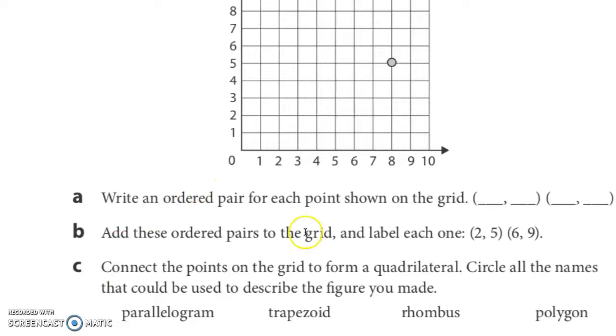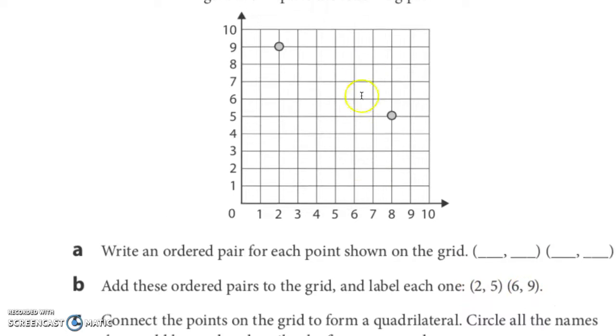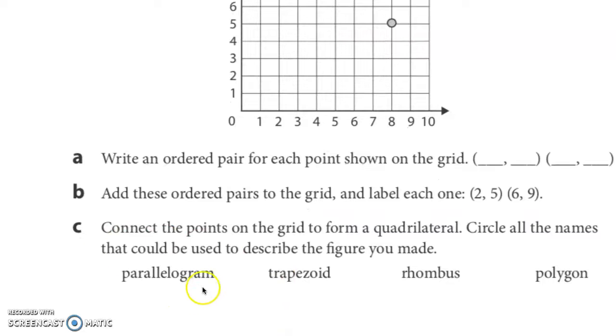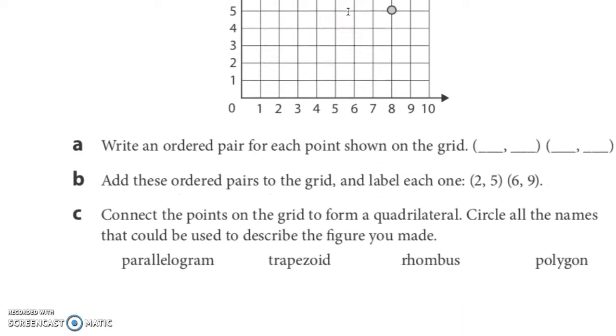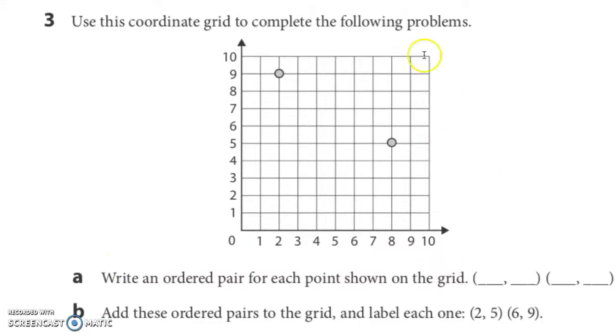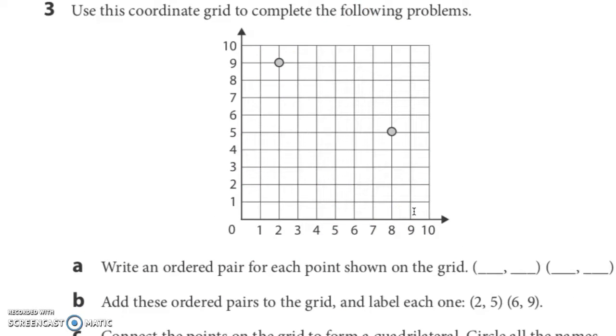It looks like for A, you have to write the coordinates in the blanks. And letter B, you have to add these ordered pairs to the grid. So I should see 2, 5, and 6, 9 up on this grid. And for letter C, you are going to connect the points on the grid to form a quadrilateral. So you're going to make sure you're connecting the coordinates that are up on the graph here. And then you're going to circle all the names that could be used to describe the figure that you made up here on the coordinate grid.